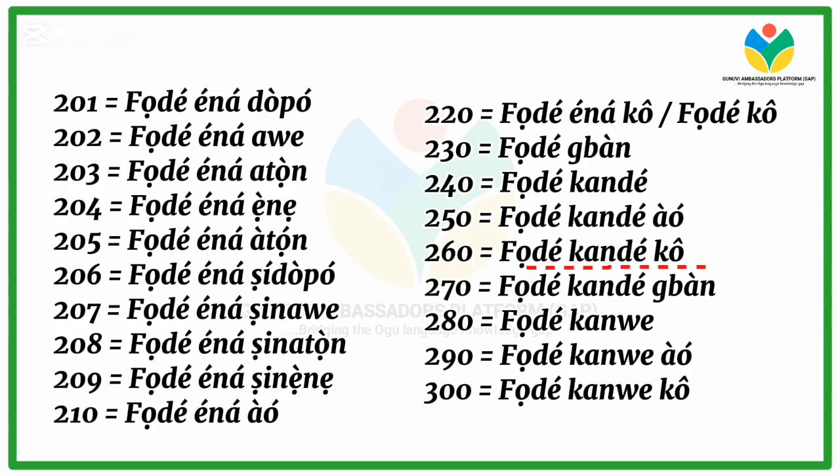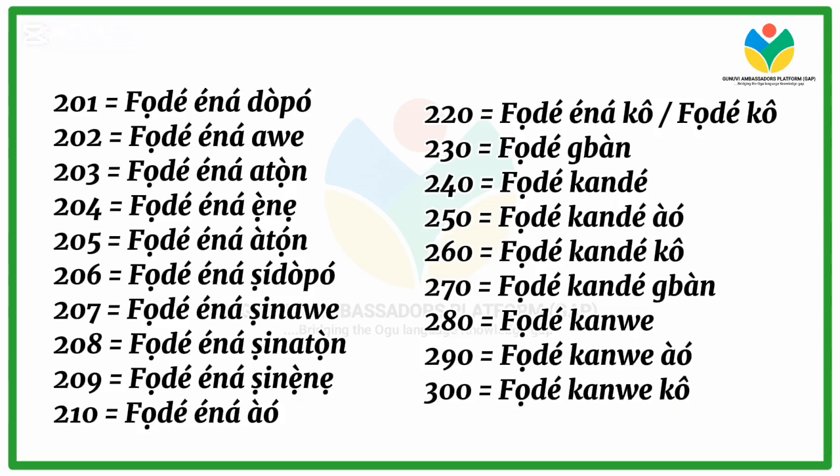260 Fode Kande Ko. 60 is Kande Ko. You just called Fode 200. Kande Ko, that's 60. 270 Fode Kande Gba. 280 Fode Kanwe. 290 that's Fode Kanwe Ao. 300 is called Fode Kanwe Ko.